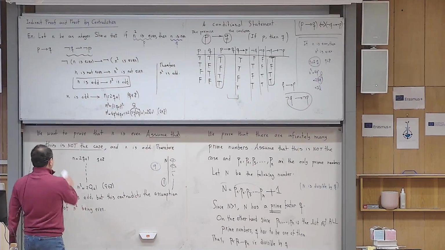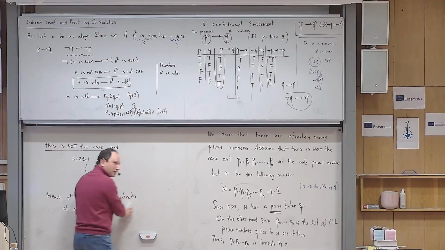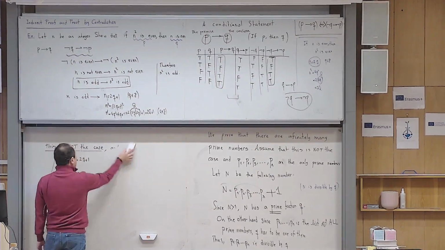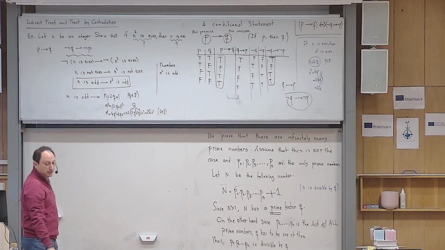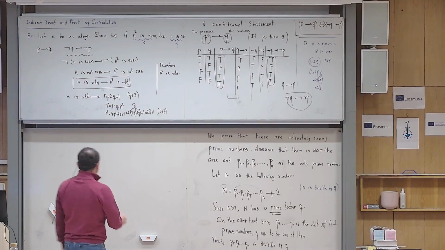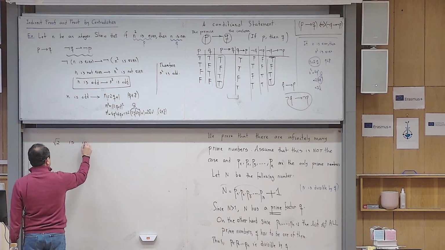There is one classic example which is also in the exercises in the book. These are too many for exercises, so let me just do it for you here. The other very classic example is this: the square root of 2 is irrational.